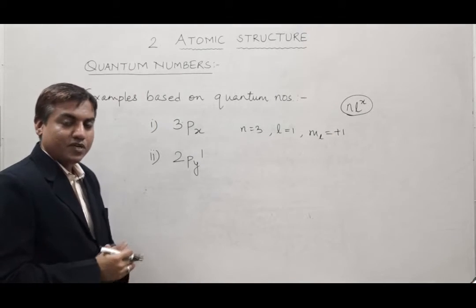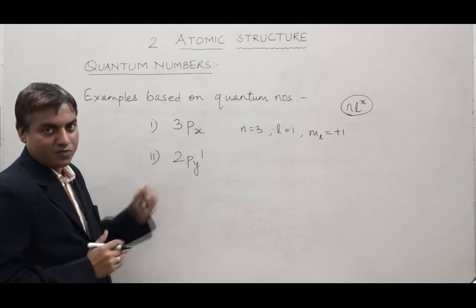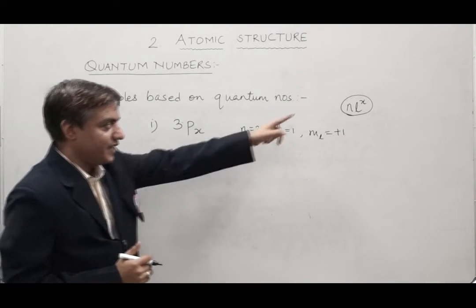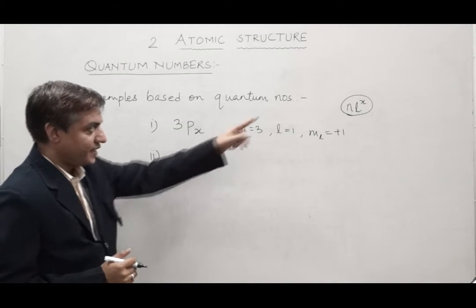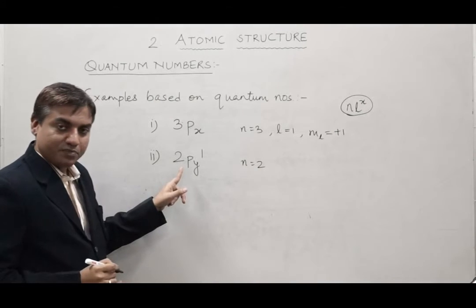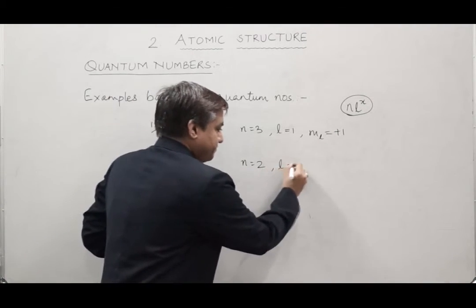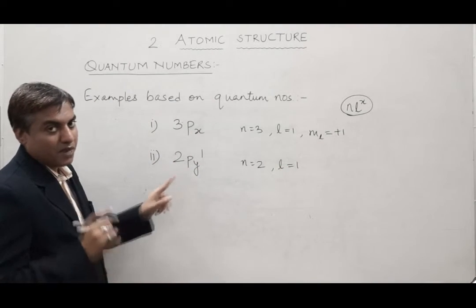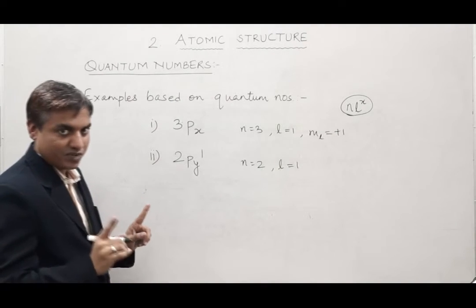Now let's take another example, wherein we have an electron as well, 2py1. Again, try to compare this 2py1 with n l raised to x. What do we find? For 2, we can write n is equal to 2. And again, it is a p orbital. For the p orbital, l will be 1. And again, py has by convention been assigned the ml value as minus 1.